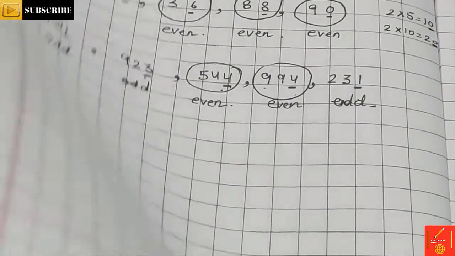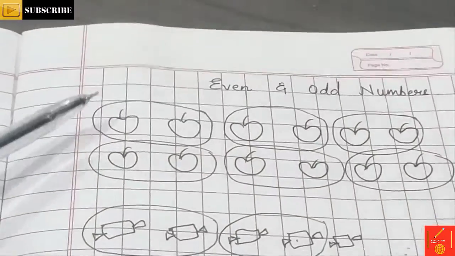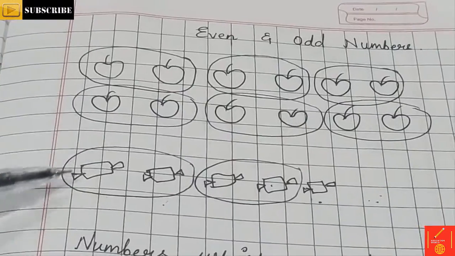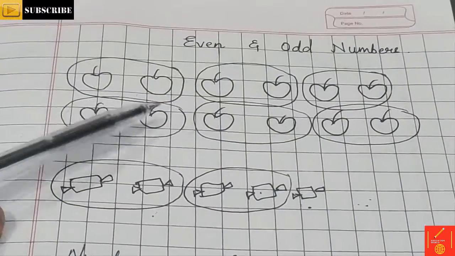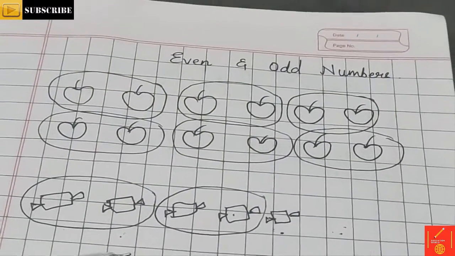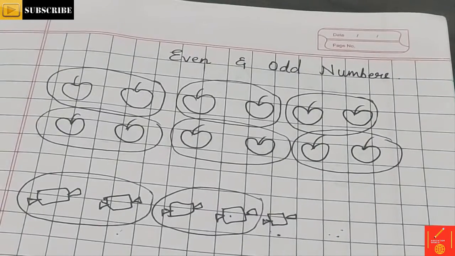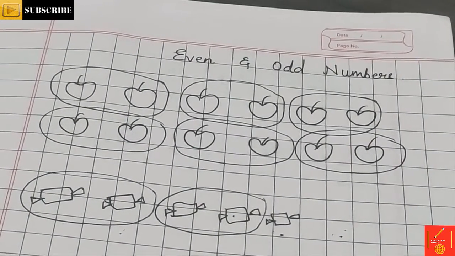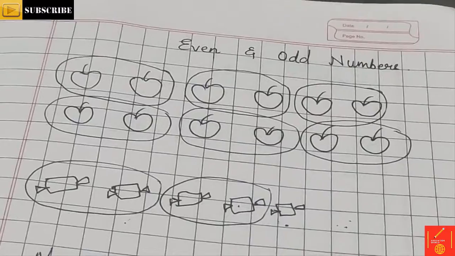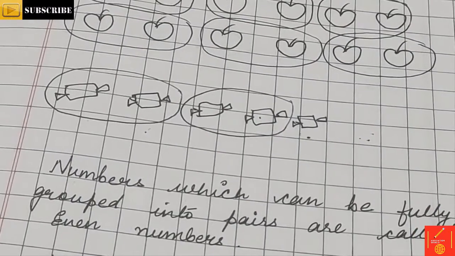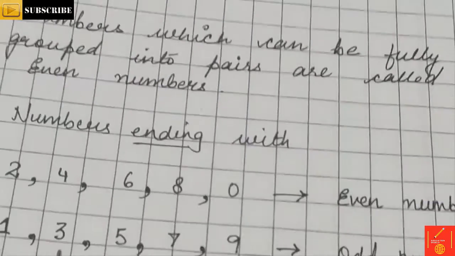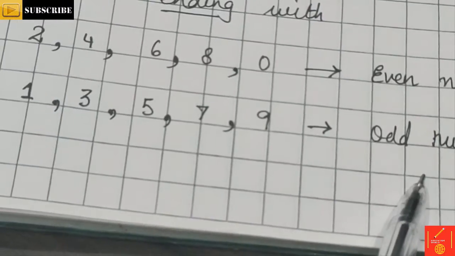Let's review it once again. Even and odd numbers. When you can pair the articles fully, they are called even numbers. Numbers ending with 2, 4, 6, 8, 0 are even numbers. Numbers ending with 1, 3, 5, 7, 9 are odd numbers.